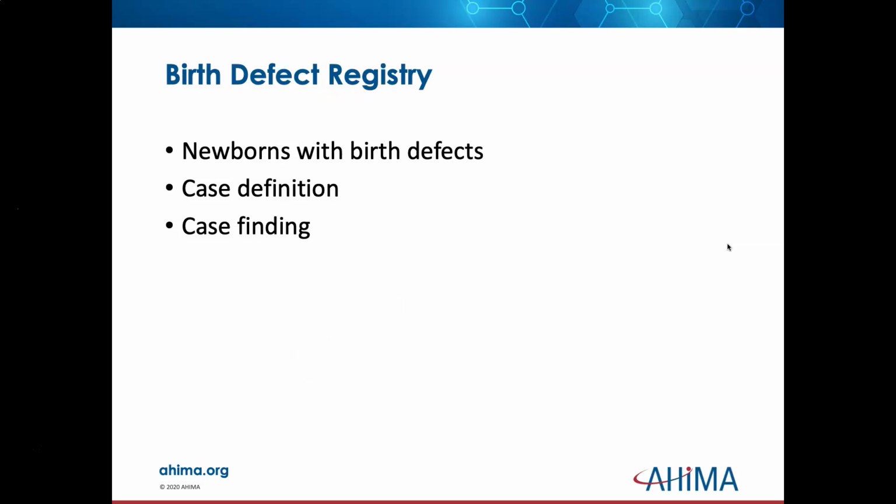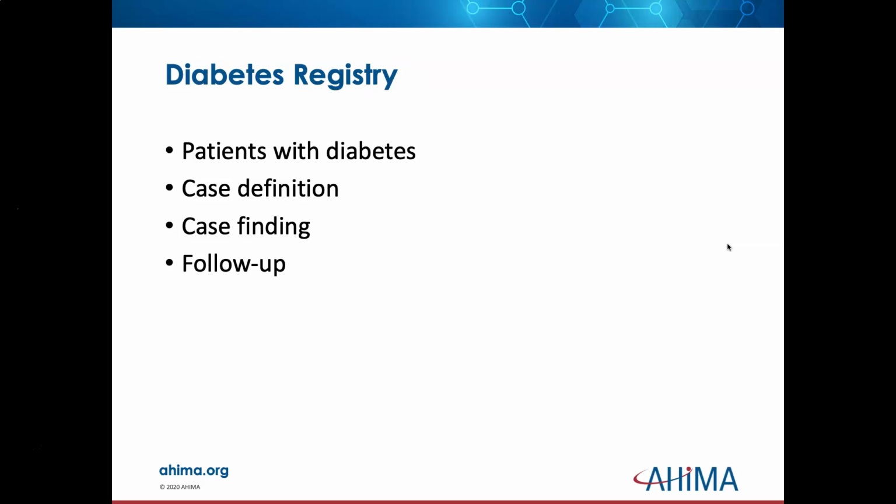Birth defect registries look and follow newborns with birth defects. They have to report that. And so they have a case definition, a case finding, that type of situation. Diabetes registry, some again choose to have a diabetes registry. They register patients with a confirmed diagnosis of diabetes. They have case definitions, case finding, and then they follow up.